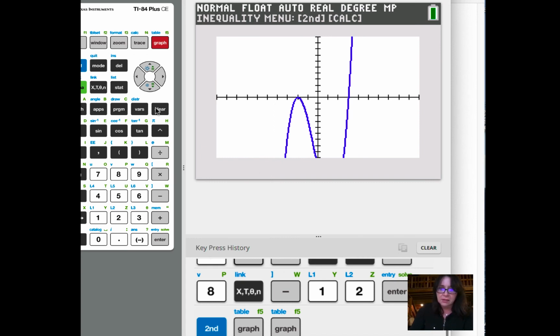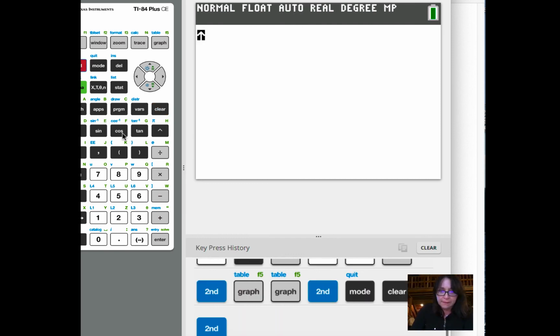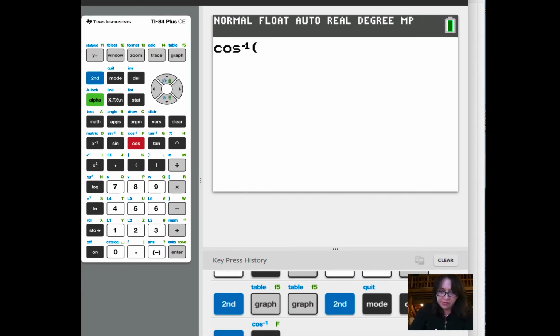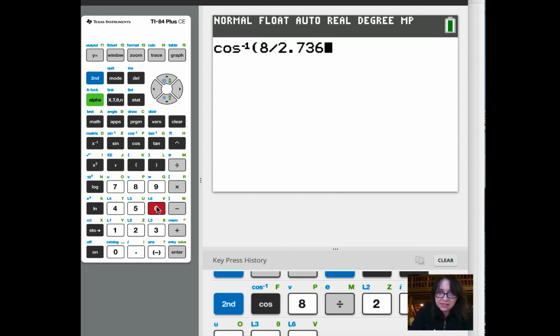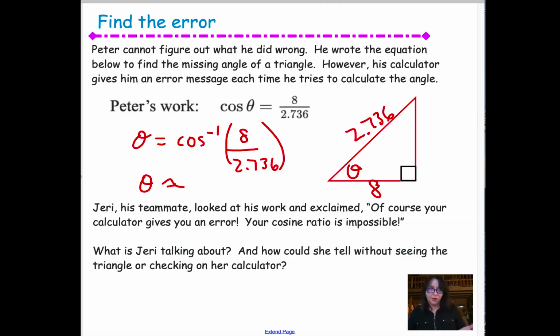And so theta is approximately going to be, let's see what that comes out to be, 8 divided by 2.7. So let's quit this, whatever I was doing there. And I'm going to go arc cosine of, what was my values? 8 divided by 2.736 equals, and I'm going to get an error. So the problem is what's the error? Why am I getting an error when I do this that I know we have to do?